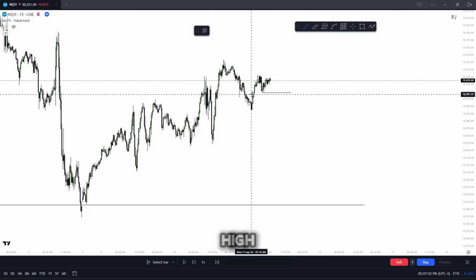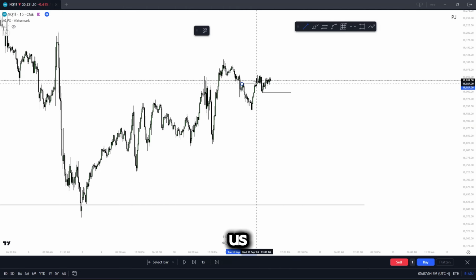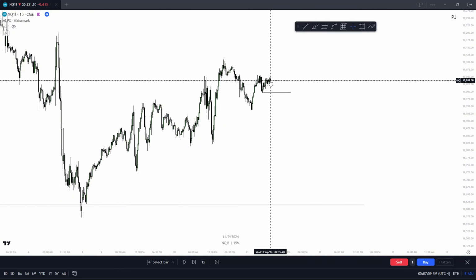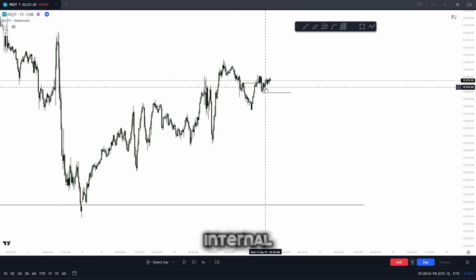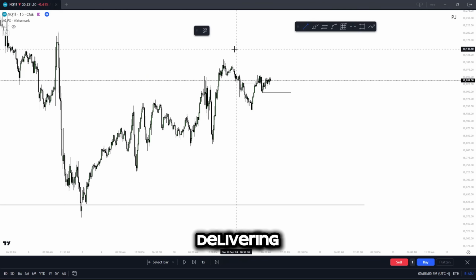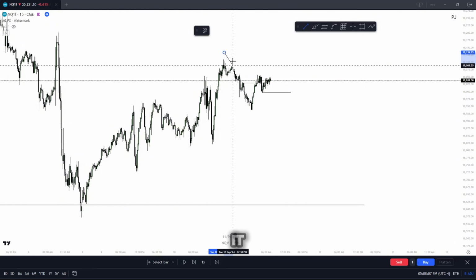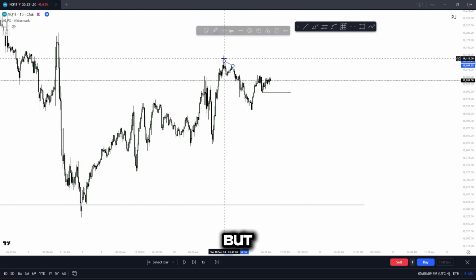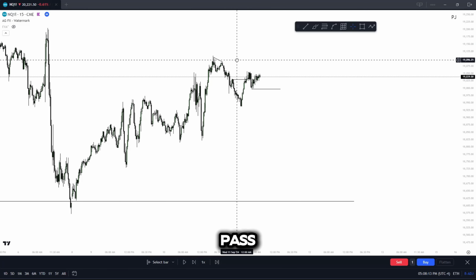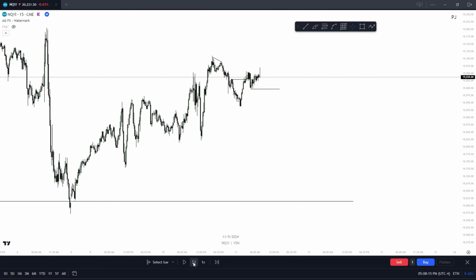Because I can see the buy model here, us breaking this high and accumulating past the high here, sweeping into the internal, reaccumulating, and then sweeping one more time and then delivering higher. I can see it. Okay. But then I need to understand, will it deliver past to this high? Let's see what happens.